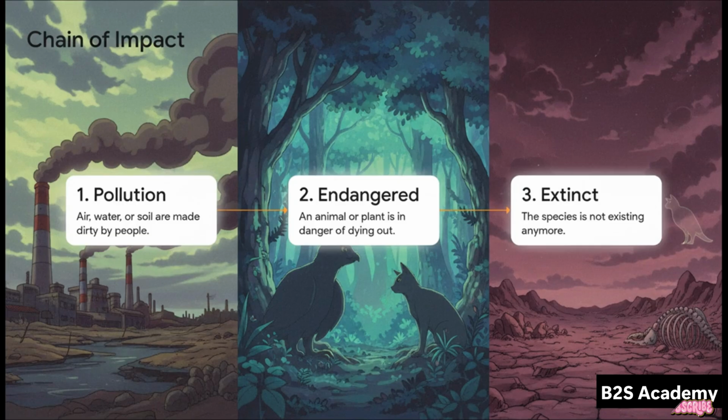But our presence isn't always so harmless. It can have a huge and sometimes really devastating impact. And this is a pretty stark chain of events to think about. It starts with pollution, our activities making the air, water, or soil dirty. That can push an entire species to the edge, making it endangered. And if nothing changes, if we don't act, that leads to the final irreversible step, extinction, gone forever.